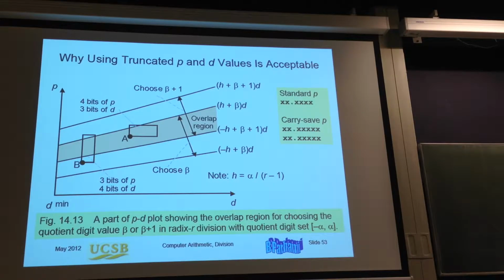Now, it's a contradictory kind of requirement. From one point of view, I would like to inspect fewer bits of P, because P is stored in carry-save format. Then if I inspect 4 bits of P, I'm actually inspecting 8 bits of P. From the other point of view, the more bits I inspect in P, the wider is this box, and then the easier the embedding within the diagram.